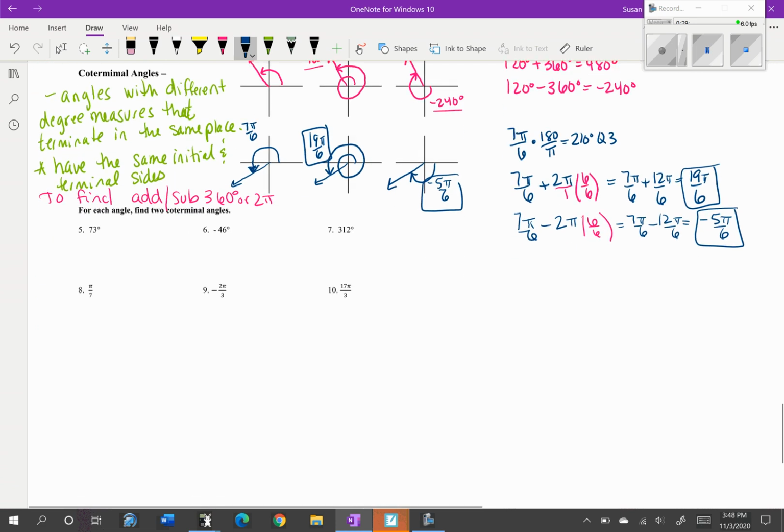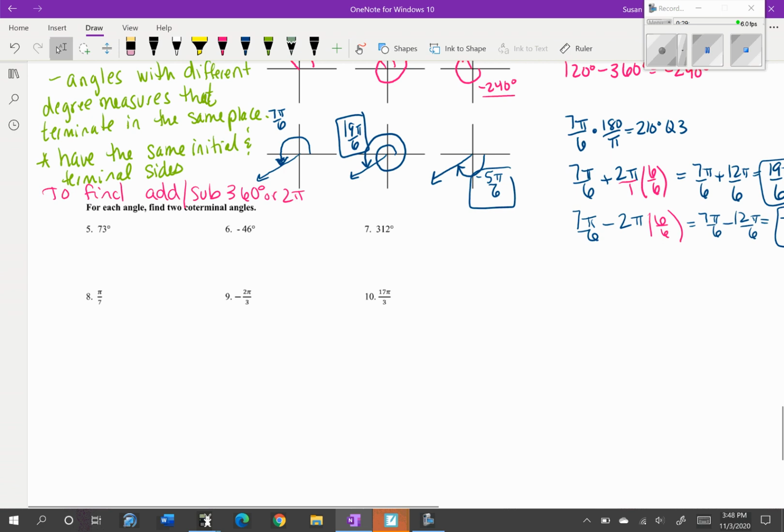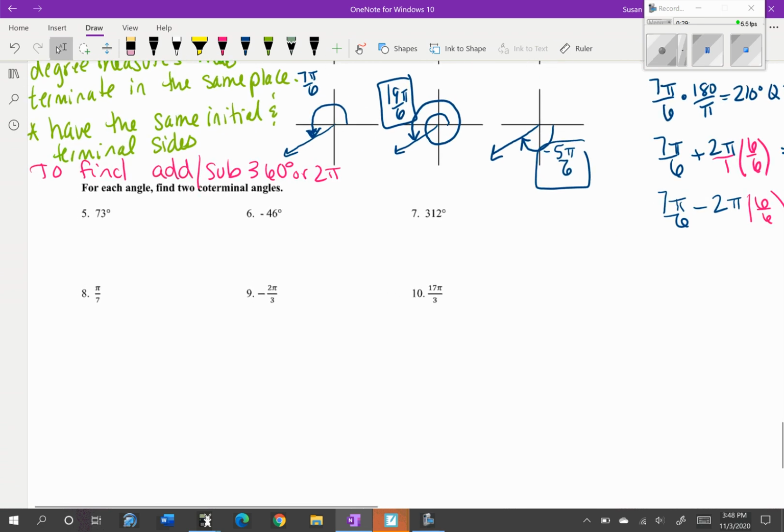So go ahead and do these bottom problems 5 through 10 on your own. Find 2 coterminal angles, one positive measure and one negative measure, and then when you're done, unpause the video and we will look at our work.